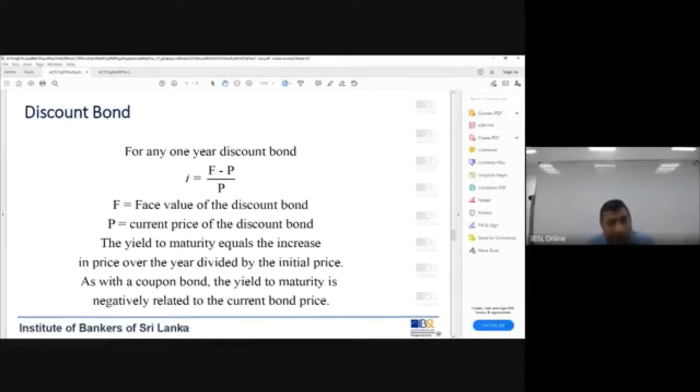Okay. So when it comes to a discount bond, the interest rate is nothing but the difference between face value and the price that the bond is carrying. And you can make this an equation to figure it out. Face value is F, price is P. So (F minus P) over the price. Okay. So it's very simple to figure it out in this instance.